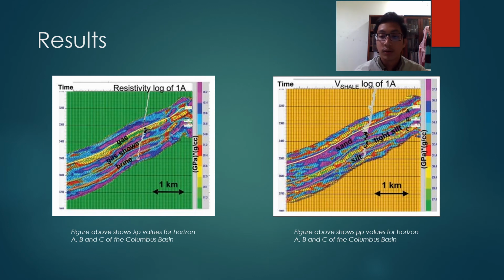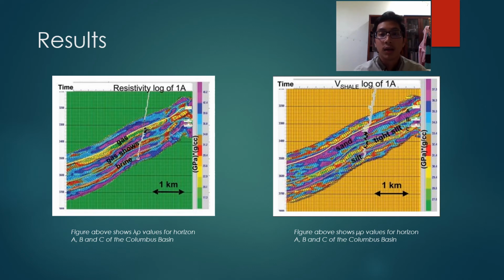Okay, next moving on to the results part. These figures show the Lambda-Rho and Mu-Rho volumes generated from the LMR inversion, which is Lambda-Mu-Rho, for the Columbus Basin. This inversion is limited to a specific time window, centered on the three target horizons: horizon A, horizon B, and horizon C. The solid colors outside the zone are considered null values.